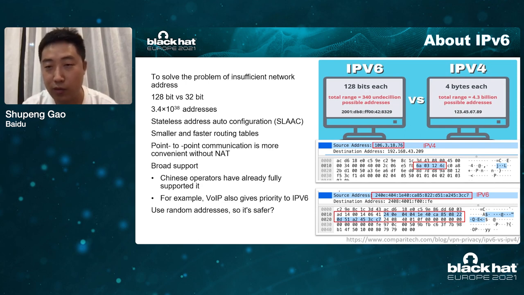IPv6 uses 128 bits as the address, mainly to solve the problem of insufficient network addresses. It uses stateless address auto configuration, which is more convenient for networking. It uses smaller and faster routing tables, and because there are enough addresses, NAT is no longer needed, and point-to-point communication is more convenient. Since it uses a random address, there will be no address scanning problem, so it seems more secure. But is that really true?